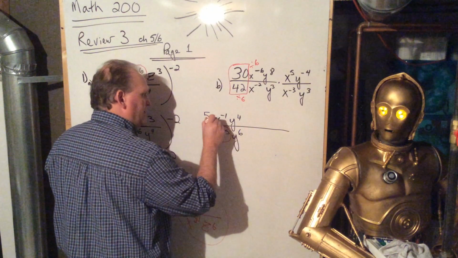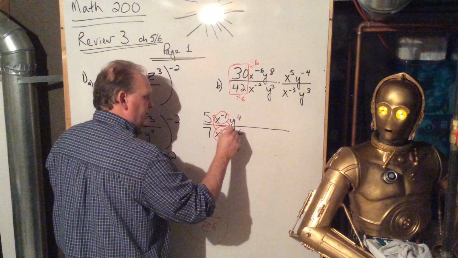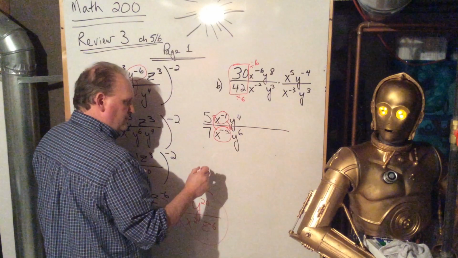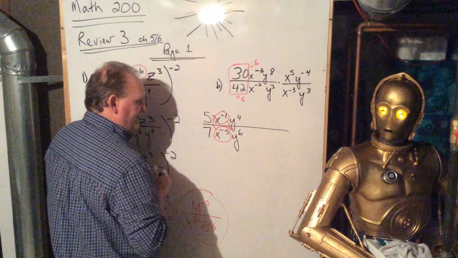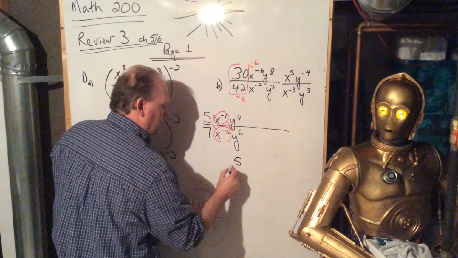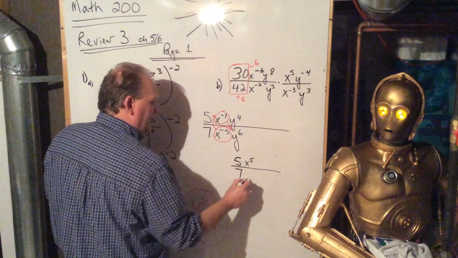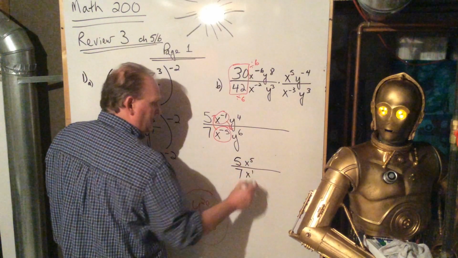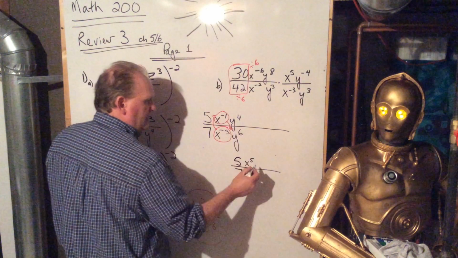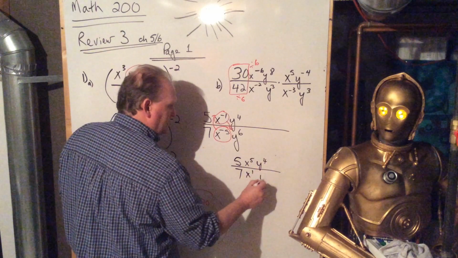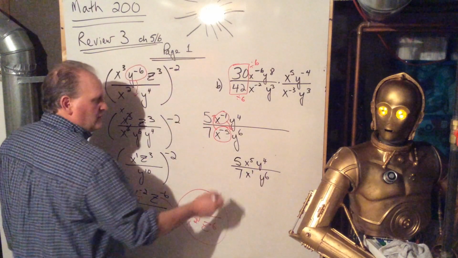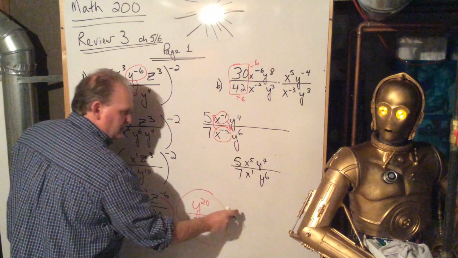So this is going up, and this is coming down. And those are going to cancel. So we have, let's see, 5 and 7 still. We now have x5 on top. We have x1 on the bottom. And y4 still on top and y6 still on the bottom. So now all positive exponents will just cancel away.